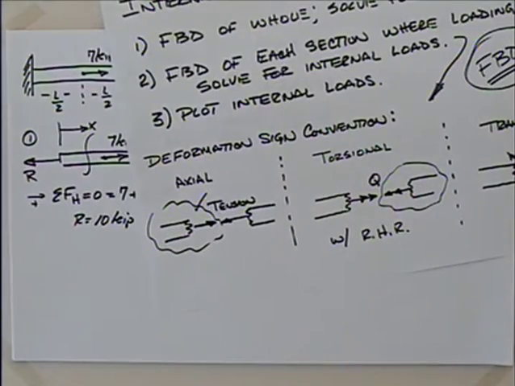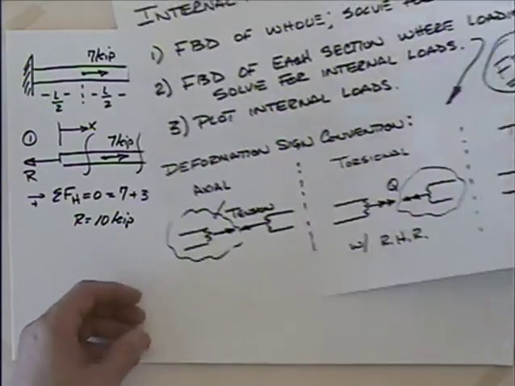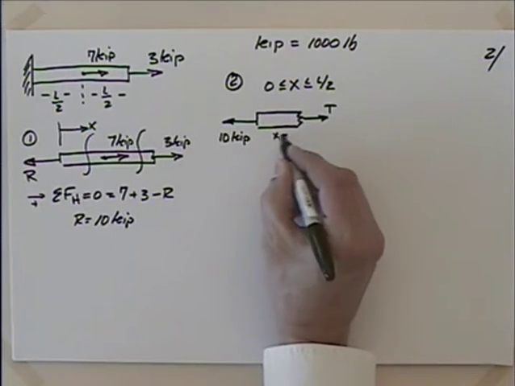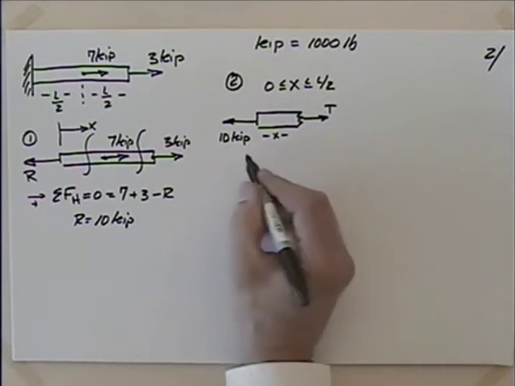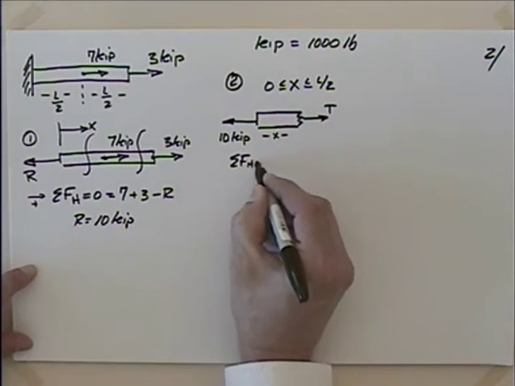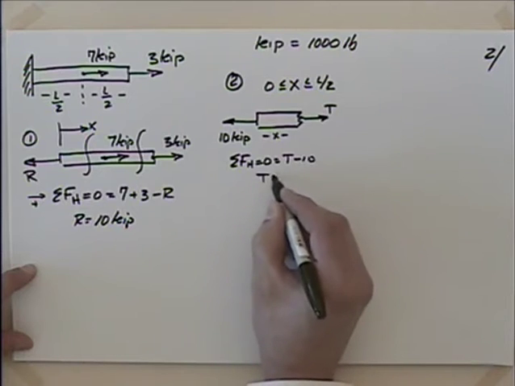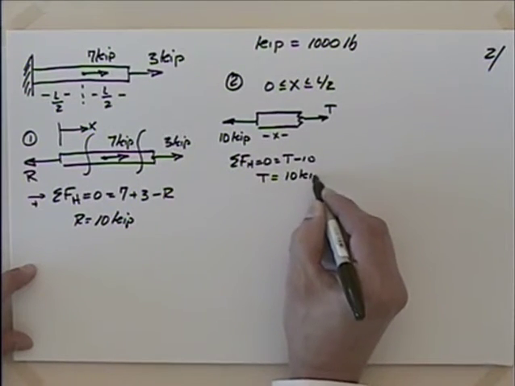So I came over here, I used the left-hand side because I drew it from the left-hand side. I'll draw it like that, where this distance again is X. So if I sum the forces in the horizontal direction here, setting that equal to 0, I have T minus 10, or T is equal to 10 kips.